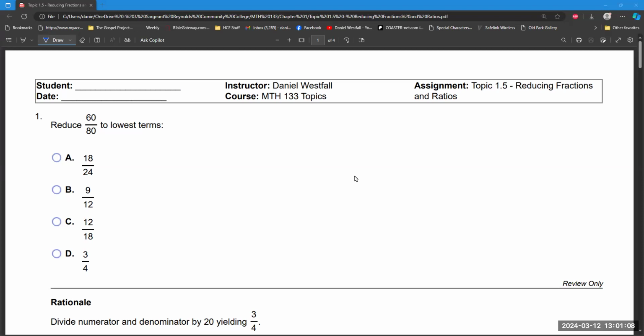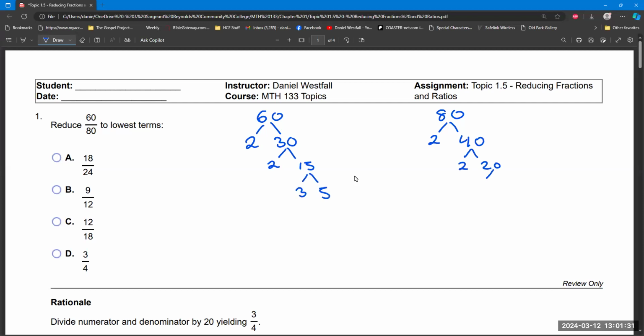Okay, so let's take 60 and let's take 80, and let's find out what the greatest common factor is. So both are divisible by 2. 2 times 30 is 60, 2 times 40 is 80. 30 is still divisible by 2, it's 2 times 15, and 40 is 2 times 20. 15 is 3 times 5. This is still divisible by 2, it's 2 times 10, and then 2 times 5.